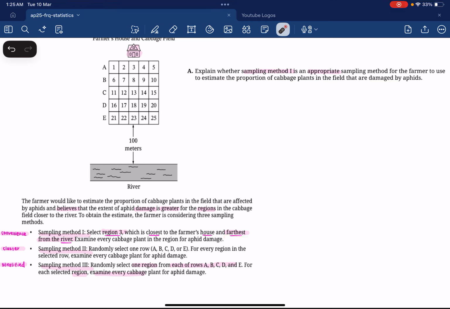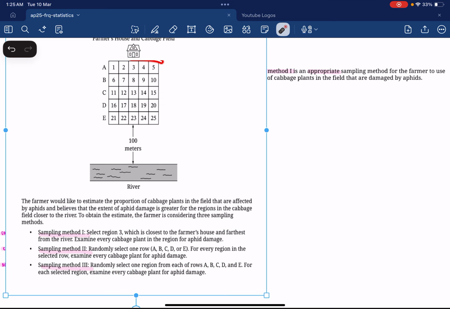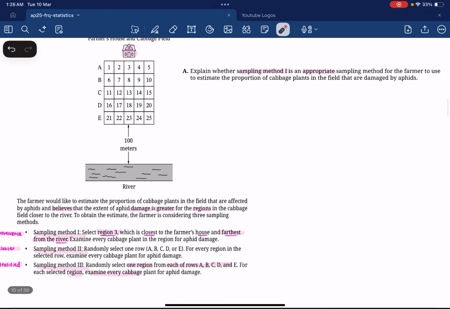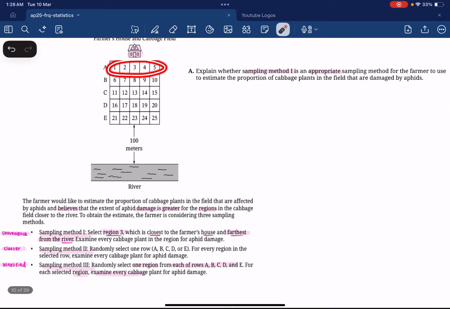So if the cabbage plants are in the row, so row A, which is farthest away from the river, I expect, if I examine all these cabbage plants, let's say they specifically said region 3. So in sampling method 1, in region 3, if I examine every single plant and I get the percentage of these plants that were damaged by aphids, what do you expect the percentage to be?